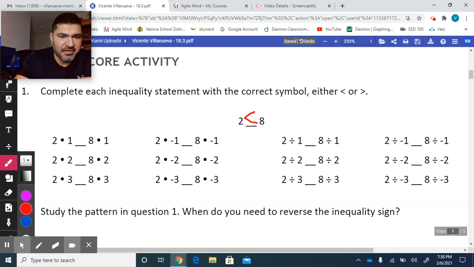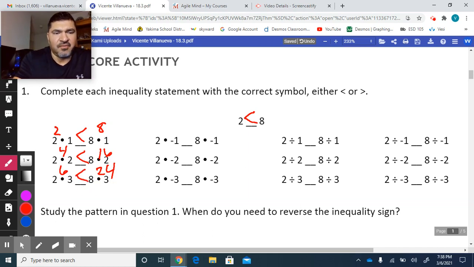2 times 1 is 2. 8 times 1 is 8. So we're going to write the symbol this way. 2 times 2 is 4. 8 times 2 is 16. 2 times 3 is 6. 8 times 3 is 24.